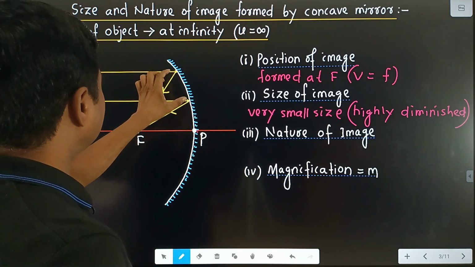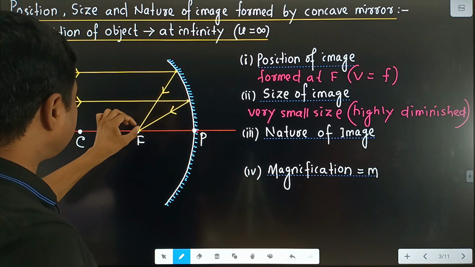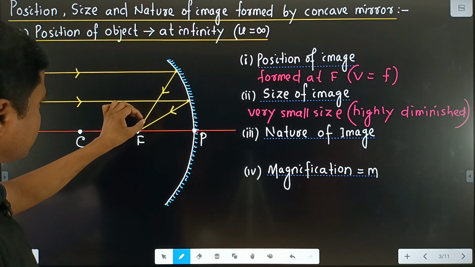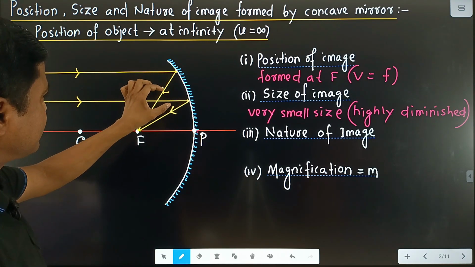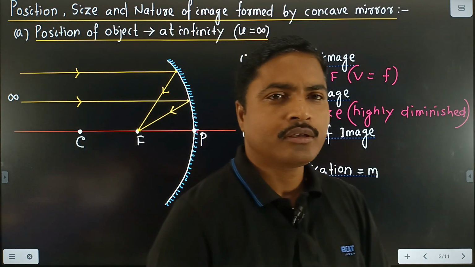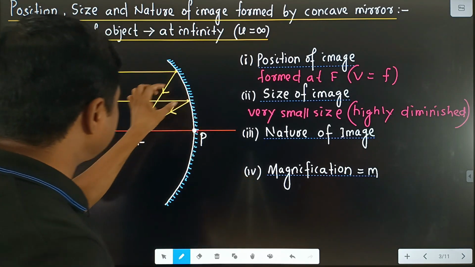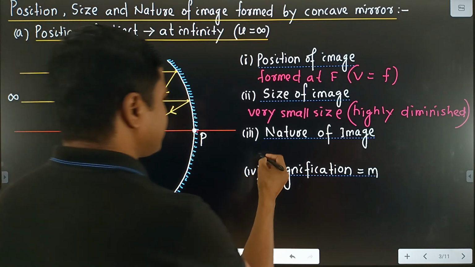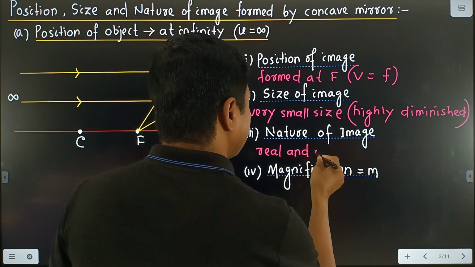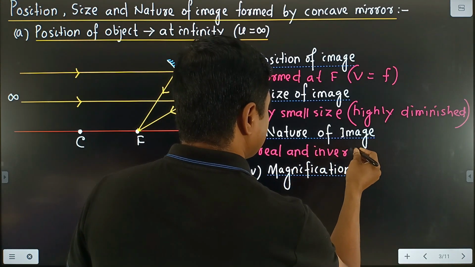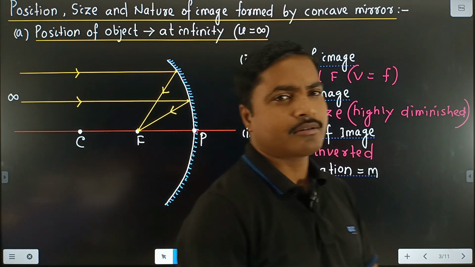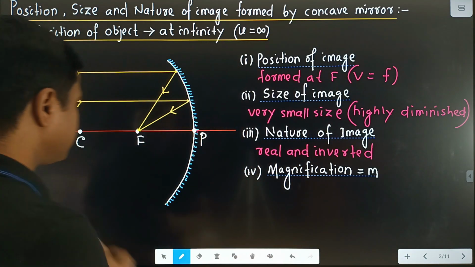Similarly, what is the nature of the image? Here actually both the reflected rays meet at a point. Both the reflected rays converge with each other. That means the distance between the two reflected rays gradually decreases. Gradually decrease means both are converging. Both are converging means they actually meet at a point. So the nature of the image is real and inverted. Real and inverted. Clear?